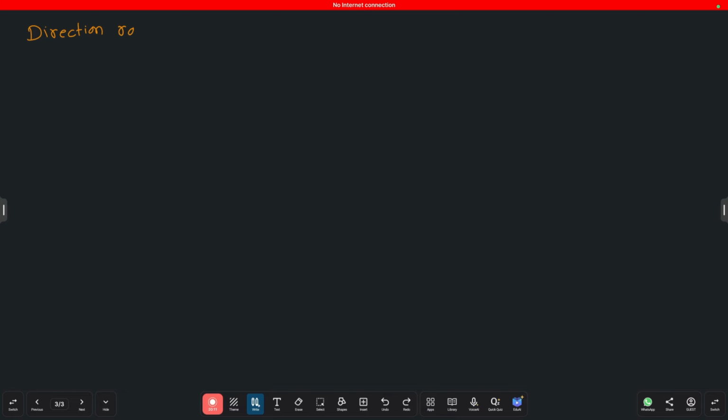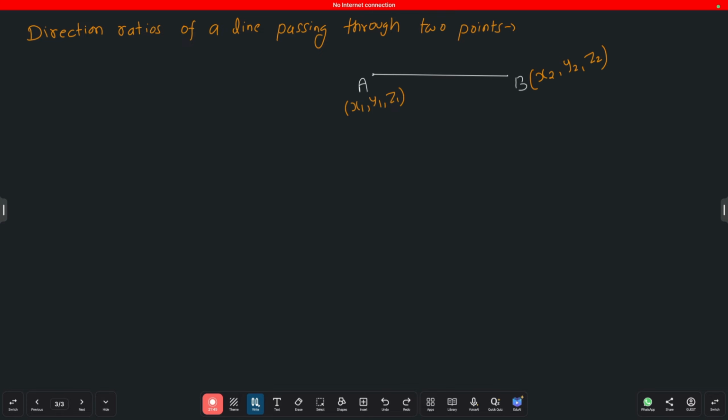Next is direction ratios of a line passing through 2 points. Suppose you have a line, and on it a point A and a point B. These are points in space, one here, one here. Usually we take coordinates x1, y1, z1. I will say the coordinate of A is x1, y1, z1, and B is x2, y2, z2.